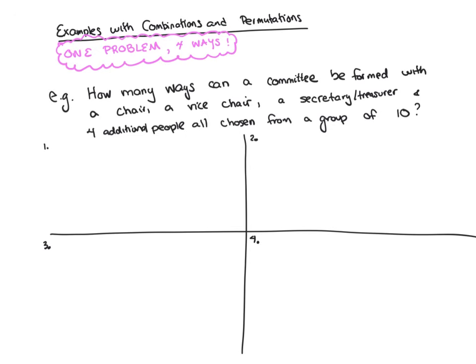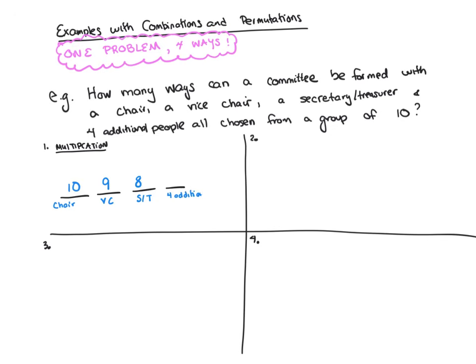So first, let's say I want to use my multiplication principle. So we want to go through and just think about the number of options at each different spot. So first, maybe we choose our chair, and anyone can be the chair, so there's going to be 10 options. Next, we would choose our vice chair. Someone's already the chair, so there's only 9 people left to be the vice chair. Then we need to choose our secretary treasurer. There's 8 people left for that. And then we need to choose the 4 additional.